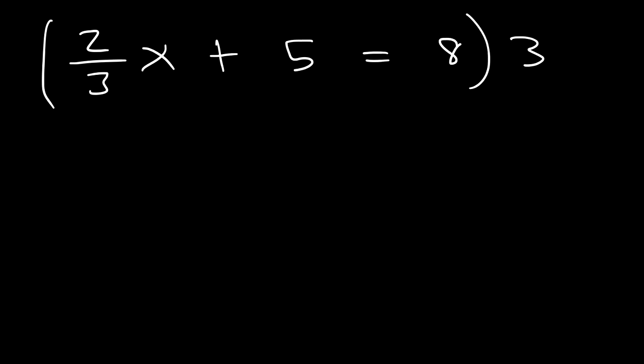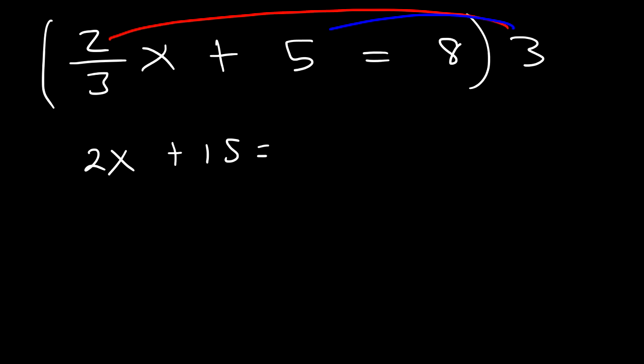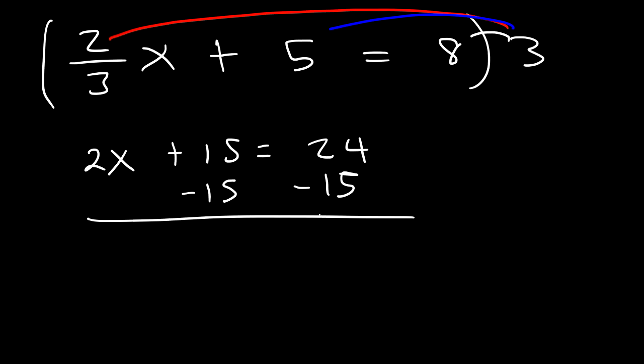I'm going to multiply everything by 3, by the denominator of this fraction. So 3 times 2/3, the 3's will cancel, leaving behind simply 2x. And then I'm going to multiply 3 by 5, which is 15. And finally 3 times 8, which is 24. And so now I have an equation that is a lot easier to deal with. So next I'm going to subtract both sides by 15. And 24 minus 15, that's 9. And then divide both sides by 2. So x is equal to 9 over 2.